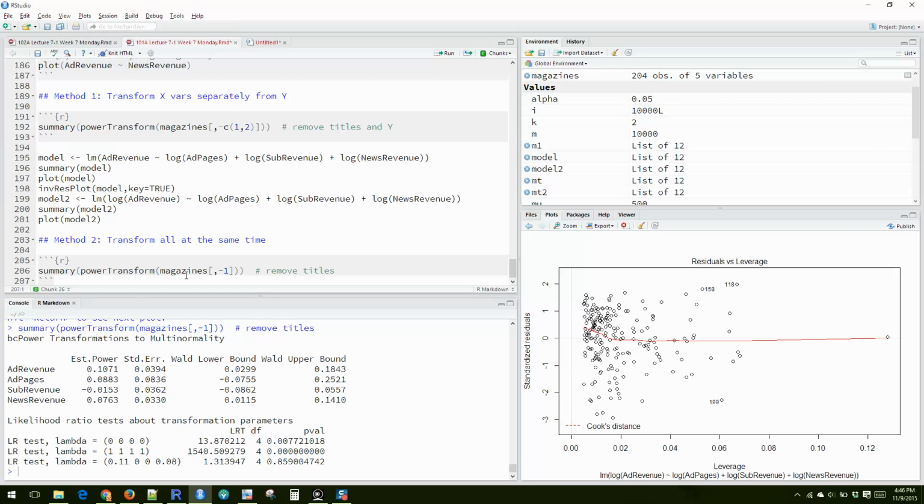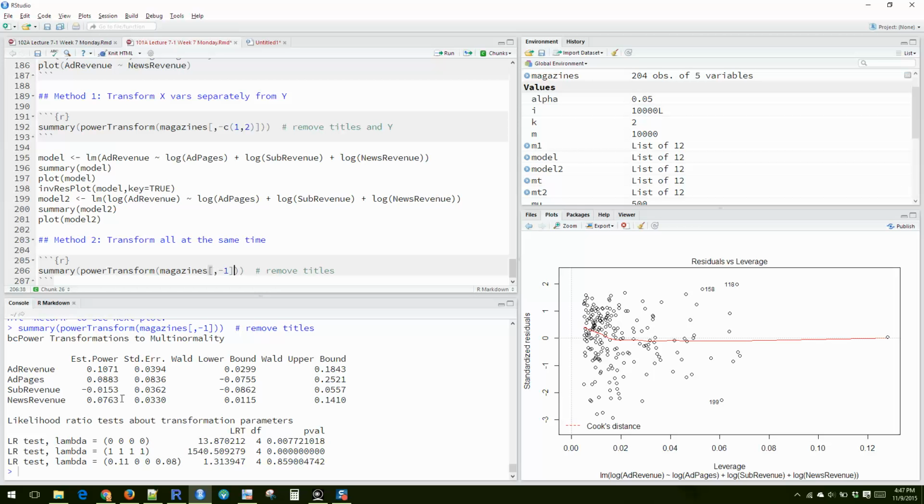And so in this case, I'm just removing the titles column, and I'm doing the same type of thing. I'm doing power transform of our basically our data frame without the titles column. If your entire data frame is numeric, you can just do power transform data frame. You don't have to remove any columns. But because I have a character column, power transform says, I'm stuck. So we do that, and then we look here.